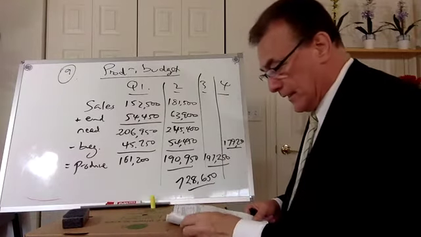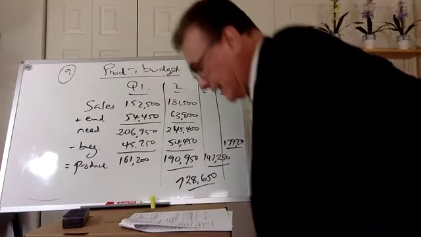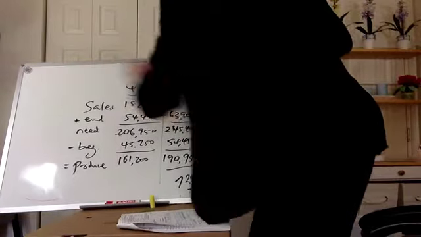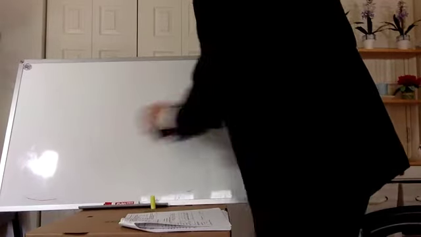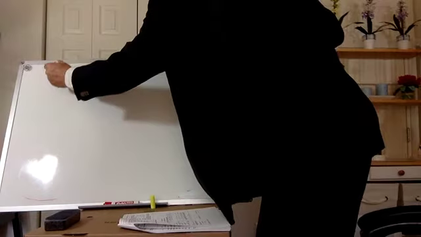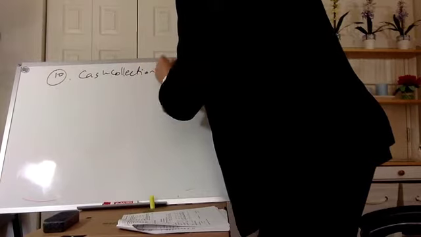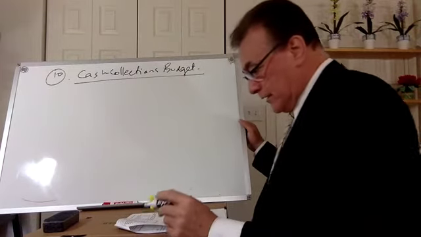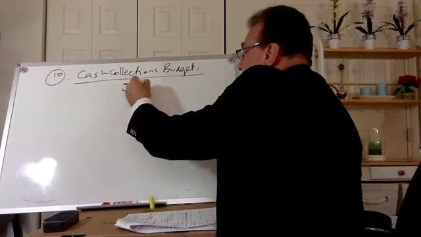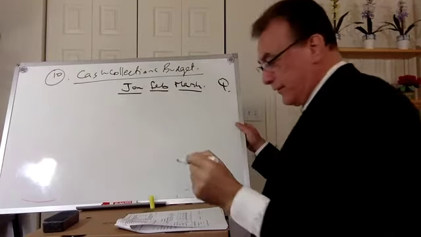Now, next one, which is question 10, is the last one. It's a cash collections budget again. I tend to emphasize the cash collection budgets and the production budgets. They're the ones that I like students to come to understand. Okay, so question 10, cash collections budget. We have got to do it for January, February, March in the quarter. We've done it before, so same layout.